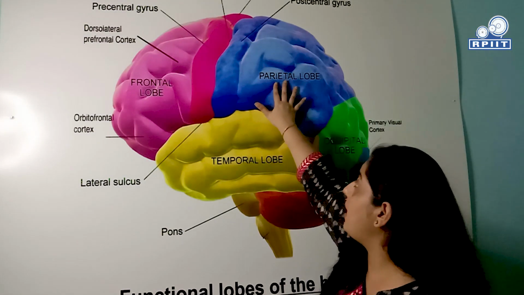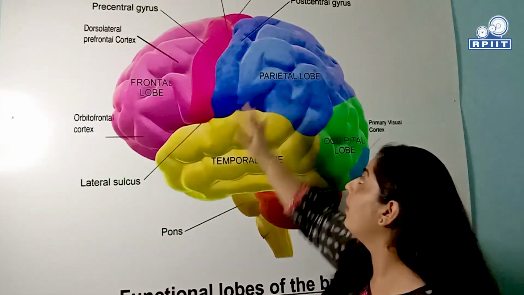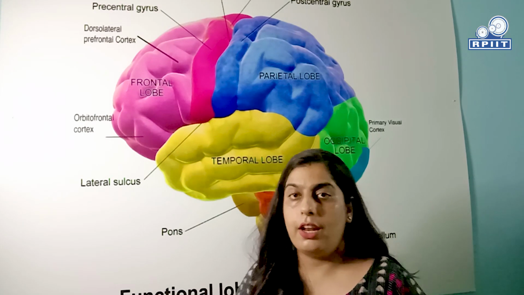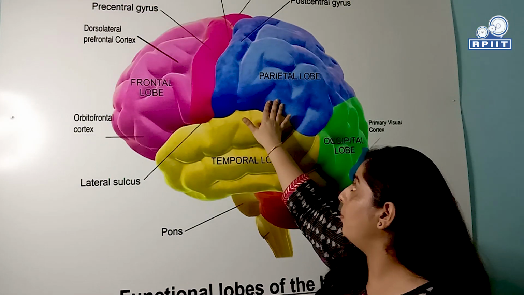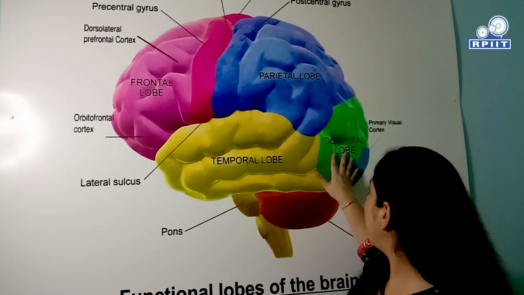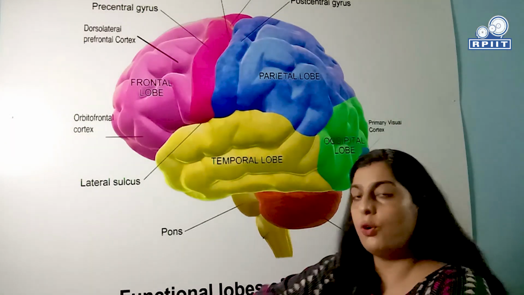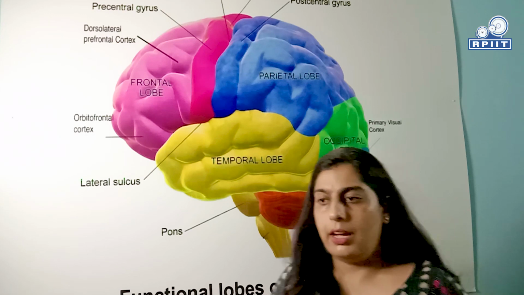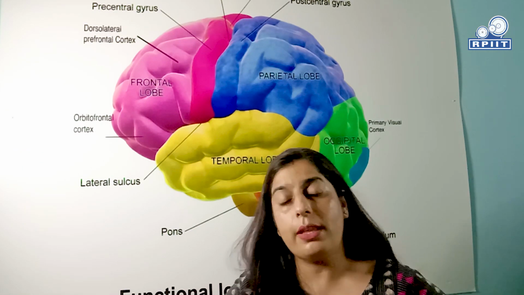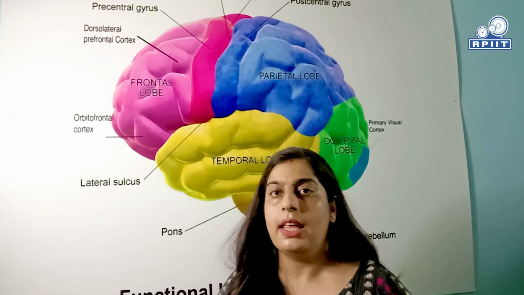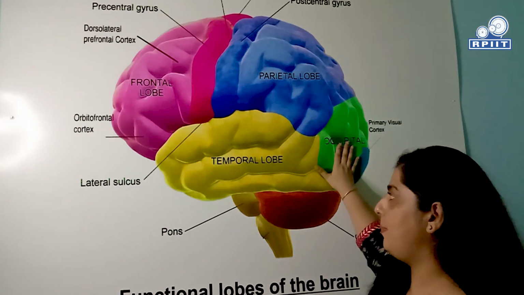The second part is the parietal lobe. In this lobe, interpretation of senses, hearing, and vision is controlled by the parietal lobe. Then third is our occipital lobe. The occipital lobe is responsible for the interpretation of light, and for the movement of the muscles. This all is controlled by the occipital lobe.